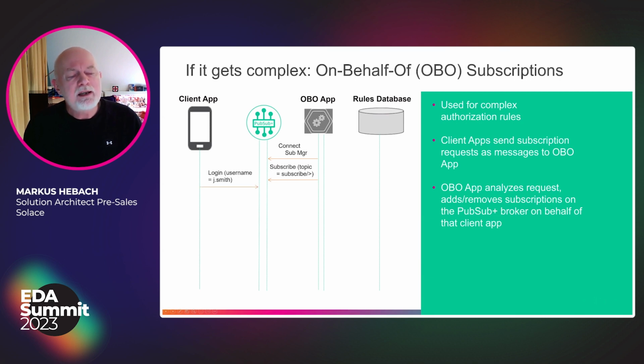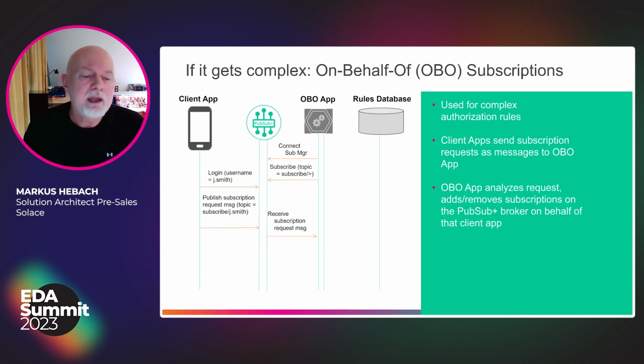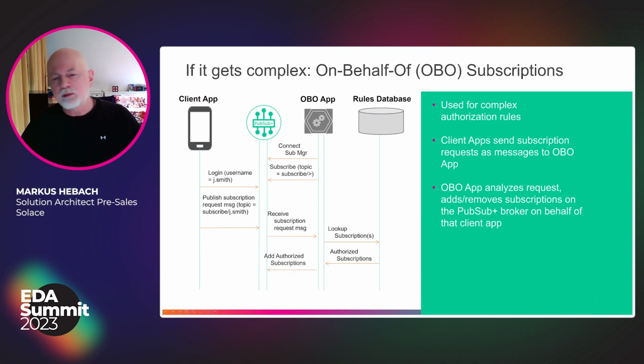And then if a client app logs in with a certain username, for example, and it publishes a subscription request to subscribe username, that will be sent to this application. The application can then figure out what subscriptions are possible for this username. And it gives back basically this logic. It can be databases, it can be a data store, it can be a serverless function or something complex.